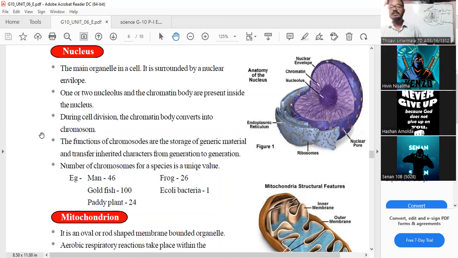Right. You can make the note. Prepare the note.